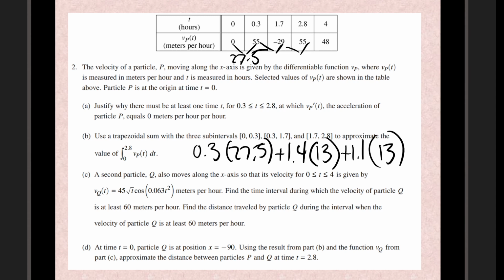I'm cheating and looking at the answer. Ha ha ha. 40.75 is the answer. This is a calculator question, so this is that calculator step.